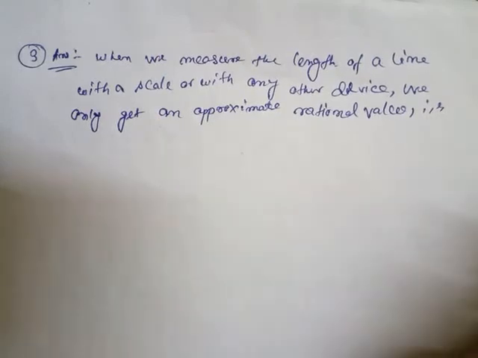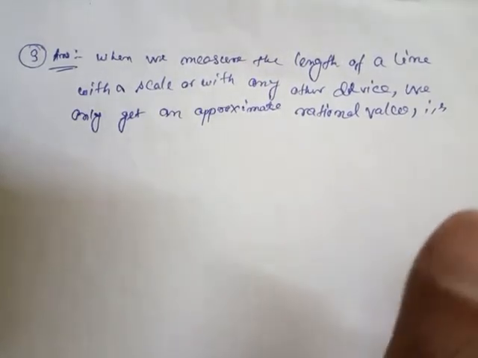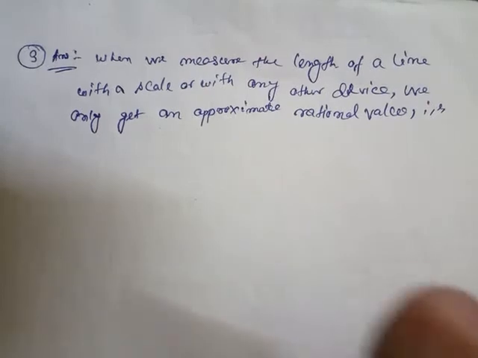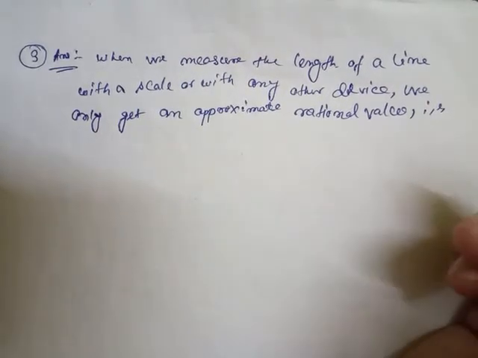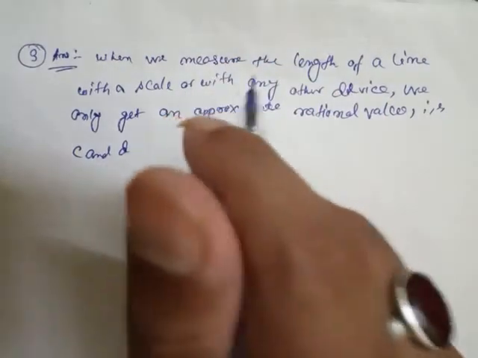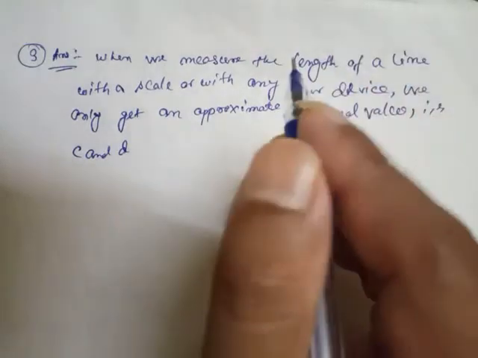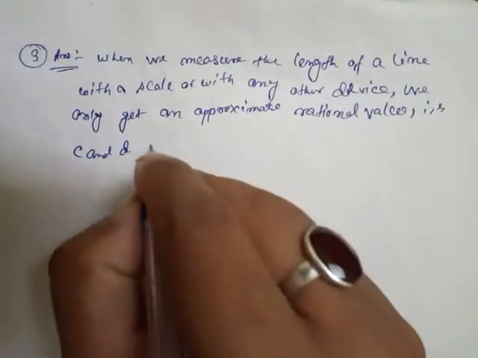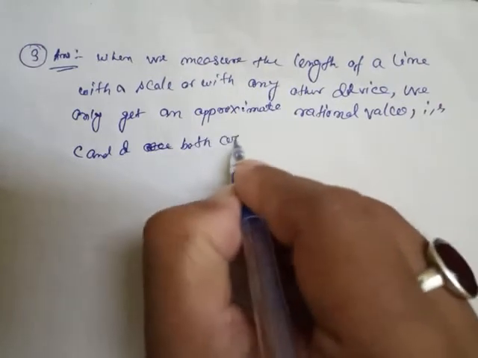A line cannot be measured with the scale or any other devices because a line is endless. We may get one small portion, or the measurement of a small part, that is a line segment actually. Now come to the main point. Here it is given C and D. C means the circumference, and D is the diameter. C and D both are irrational.